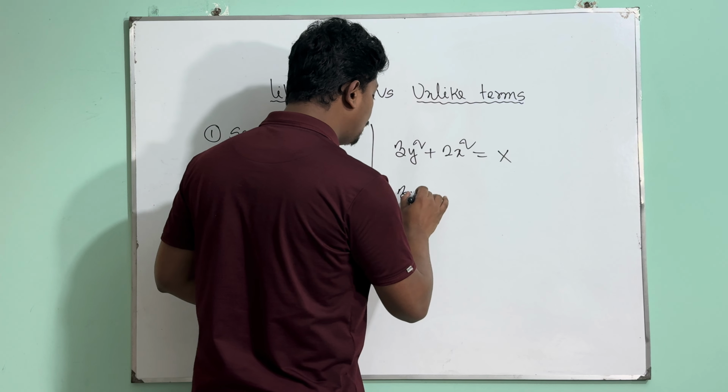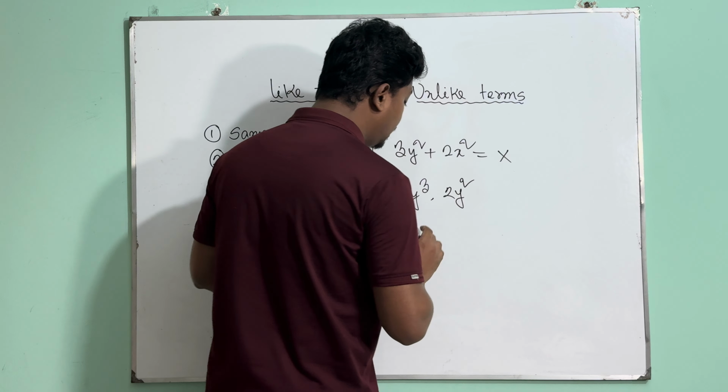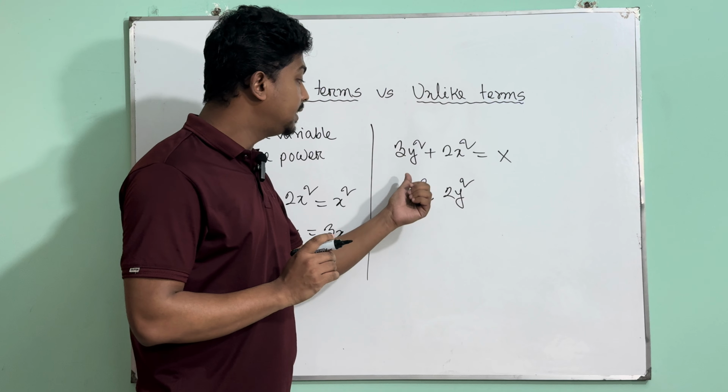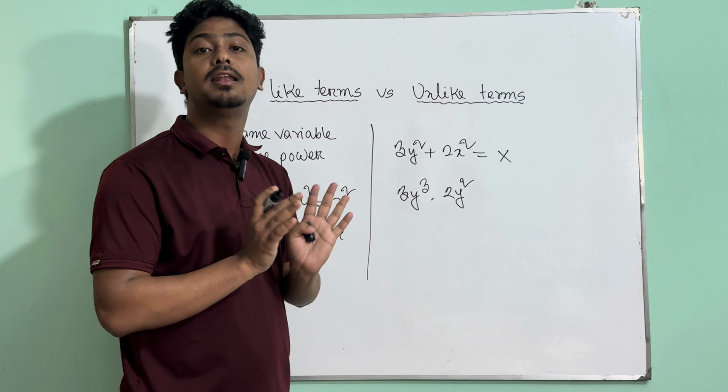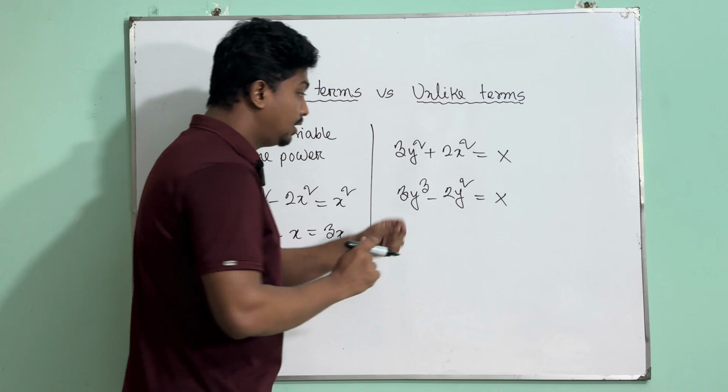We have 3y cubed and 2y squared. Again, we have the same variable in both of them, but the power is different. Again, they are unlike terms, so we cannot add or subtract them.